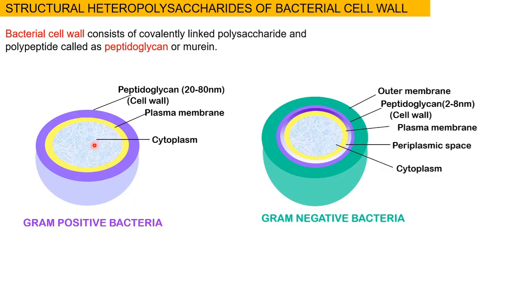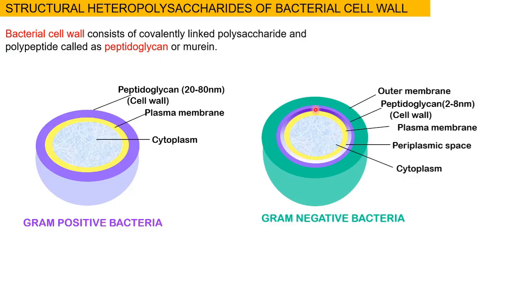In the case of gram positive bacteria, this is the cytoplasm, this is the plasma membrane in yellow color, and this purple color is peptidoglycan. The peptidoglycan layer in gram positive bacteria is quite thick. It is 20 to 80 nanometers thick. In the case of gram negative bacteria, here we have the cytoplasm. This is in yellow color. We have the plasma membrane. Then we have this periplasmic space, which is not very defined in gram positive bacteria, but is very well developed in gram negative bacteria.